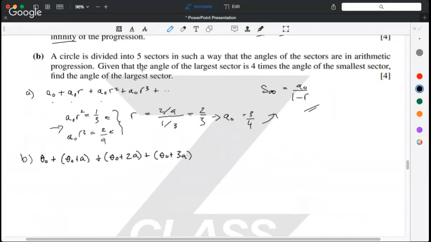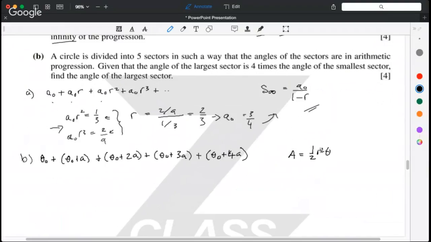I'm actually going to write them all out because there's only 5 sectors, so it's not like it goes on forever. It actually makes the question a little clearer if you write them all out, because we're told that there's a finite number. So the area of a sector of a circle is 1/2 r squared theta, as we saw before.